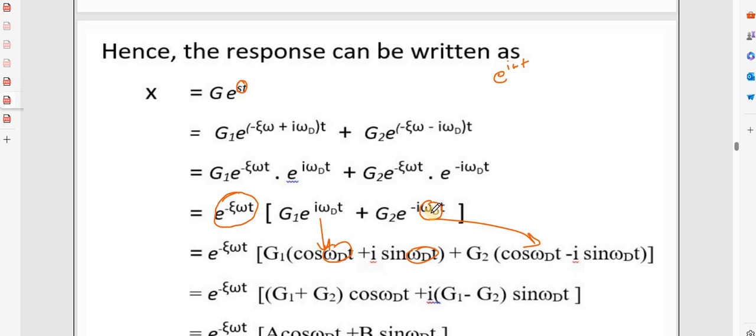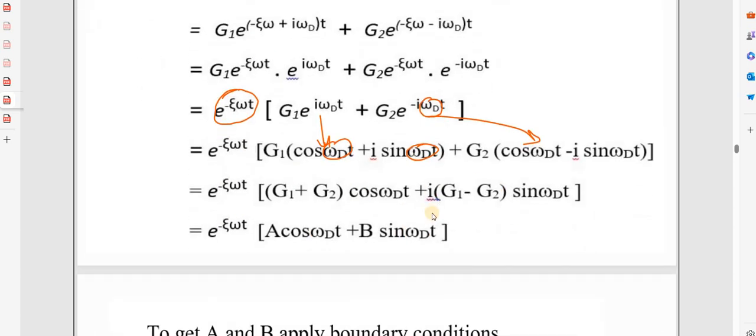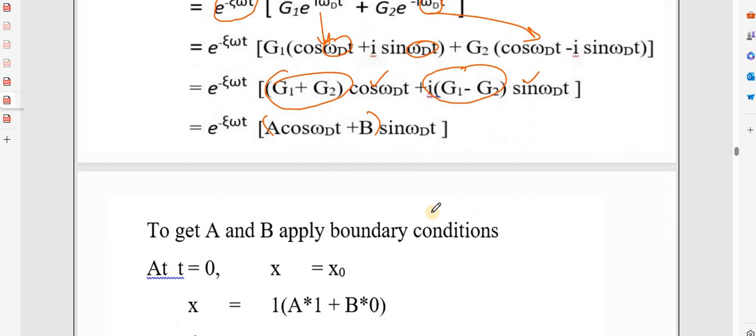Now here you can see the coefficients of cos omega d t and sin omega d t separately taken. So g1 plus g2 and i into g1 minus g2 are represented as a and b respectively. Again, two coefficients. Now I need to solve for a and b. In order to solve for a and b, I need to apply the boundary conditions. The first boundary condition is at t equal to 0, x is equal to x0.